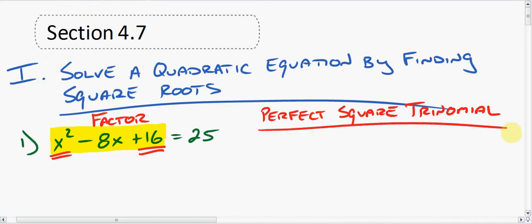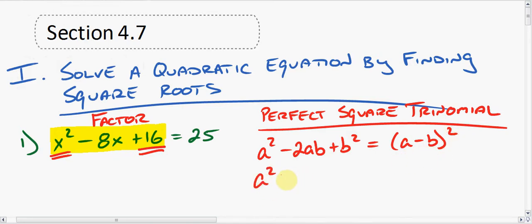So I'll remind you the formula for the perfect square trinomial. It's a squared minus 2ab plus b squared, which is equal to a minus b squared. This is the factored form. Or you might have a squared plus 2ab plus b squared, which is factored to a plus b squared. Which one do we have? Well, since there's a minus here in the second term, looks like we're going to go with this guy.